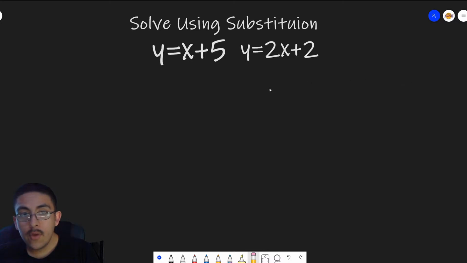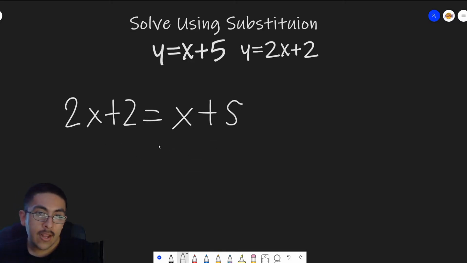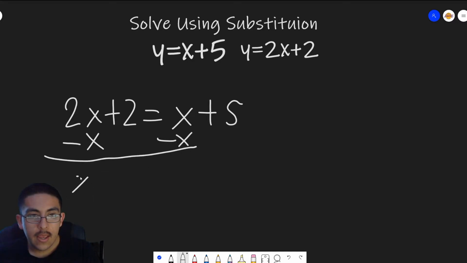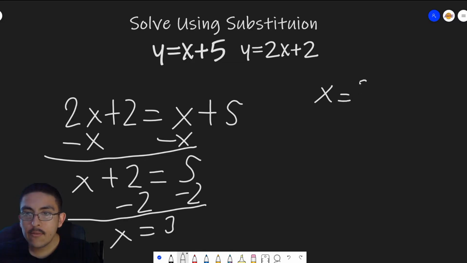And remember I was talking about how we could substitute either one. We substituted x plus 5 for the y, but we could do it the other way. We could substitute 2x plus 2 for the y, and whenever we see a y, we just write 2x plus 2. So let's do that. 2x plus 2 is going to be equal to x plus 5. And remember, we've got to get the x by itself, so we can subtract x. X plus 2 is going to equal 5. We can subtract the 2, and x is going to equal 3, which we had: x equals 3.